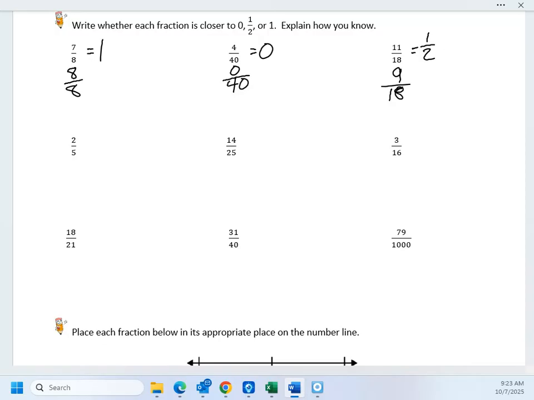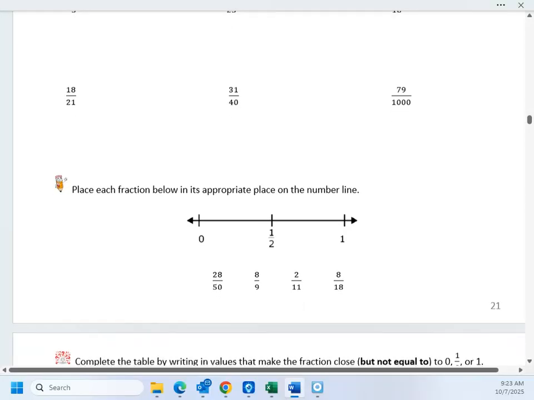Does that make sense on how we're doing that? So you're putting the fraction that it's closest to. Is it closest to that 1? Is it closest to the 0? Or is it closest to that halfway mark? So you're going to do that for the next 2 rows.